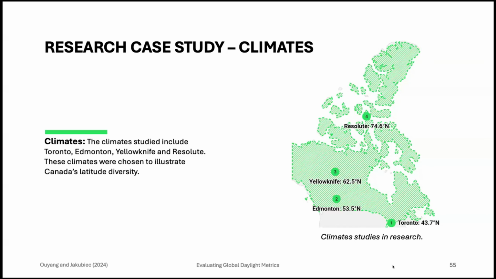The study assesses daylighting across a spectrum of Canadian climates, specifically in Toronto, Edmonton, Yellowknife, and Resolute. These cities have latitudes of 43.7, 53.5, 62.5, and 74.7 degrees north, respectively, which goes to illustrate Canada's latitude diversity.